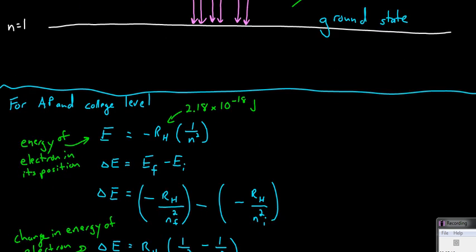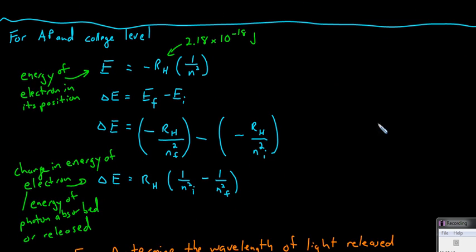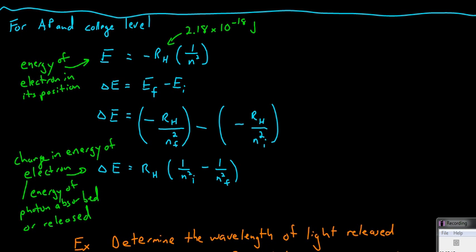Now, we can do calculations. This only applies to AP and college level students. We can do calculations for the electron around a hydrogen atom using Rydberg's constant. Yes, the energy of an electron in its position around a hydrogen atom is equal to negative Rydberg's constant, which is 2.18 times 10 to the negative 18 joules, times 1 over n squared, where n is the principal energy level that the electron is in. And so we can calculate the energy change in an electron as it transitions, and therefore the energy absorbed or released when the electron transitions.